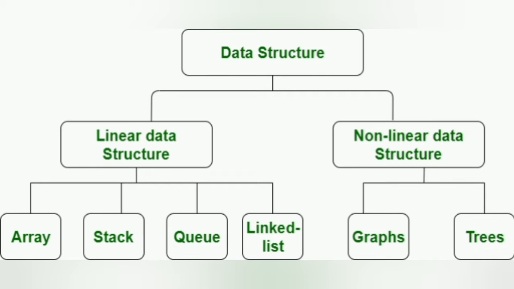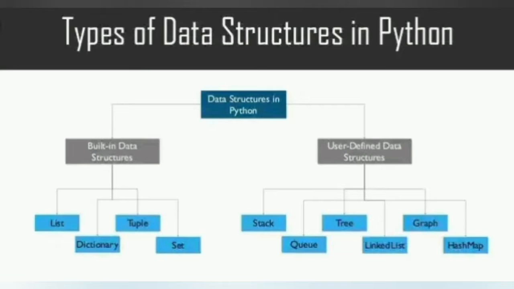List is again classified into two, linear and non-linear. Under linear, stack and queue, two types of data structures are there. Non-linear, graphs and trees. There are also built-in data structures and user-defined data structures. List, tuple, dictionary, set, all this come under built-in, whereas stack, queue, tree, linked list, graph and hash map come under user-defined data structures.